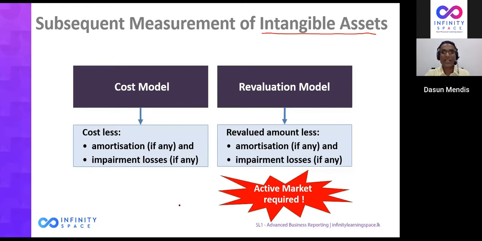Because it's very rare to use the revaluation model for intangible assets, because for intangible assets, it's very rare to find an active market. Because intangible assets are unique. For unique assets, it's difficult to find an active market. So that can be a point where you need to focus in the exam.